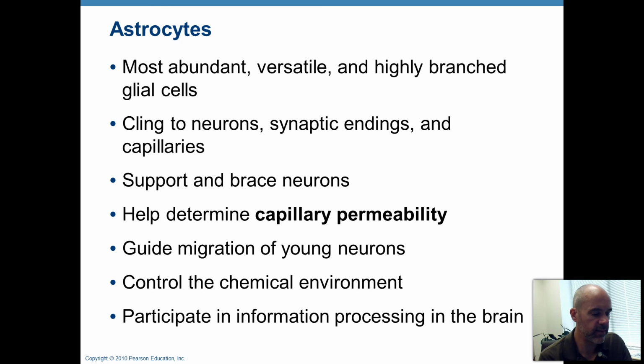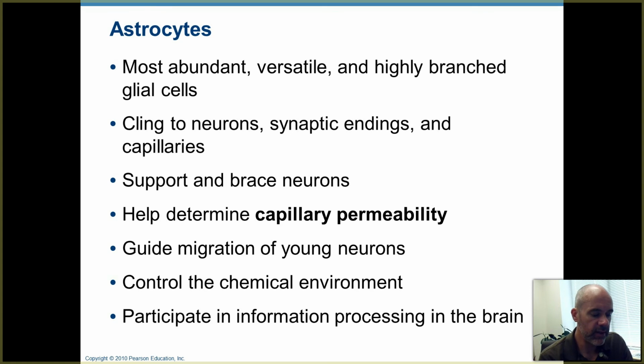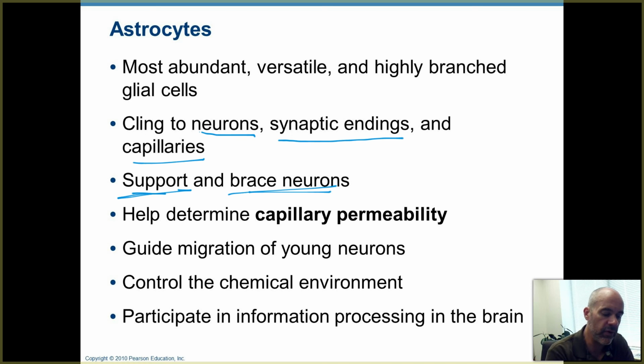Astrocytes have lots of roles, summarized here on this slide. They've got those little appendages that attach to neurons. Their endings, the synaptic endings, capillaries, they help support and brace the neurons, as I was just mentioning. This is important too. They help determine capillary permeability.